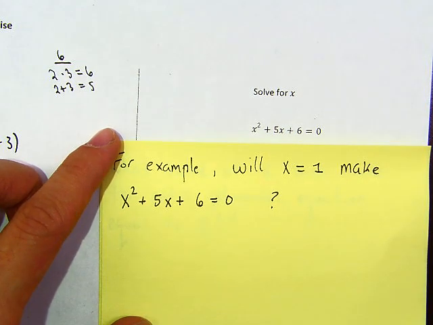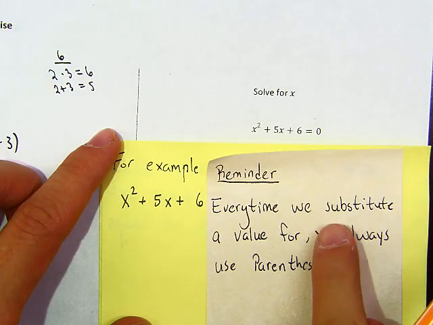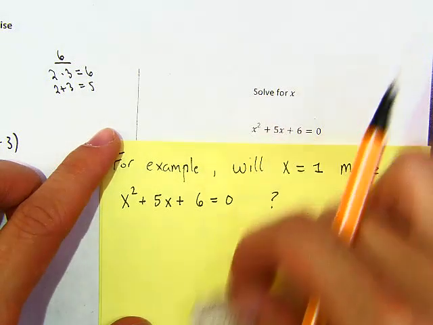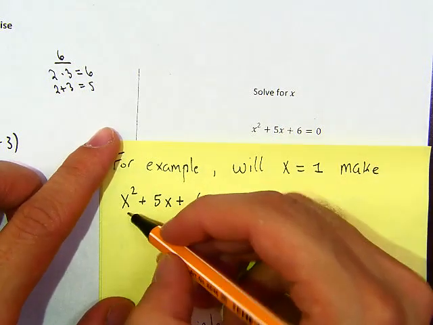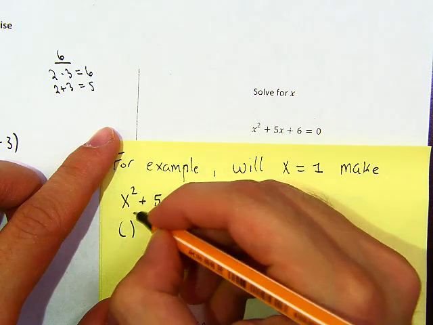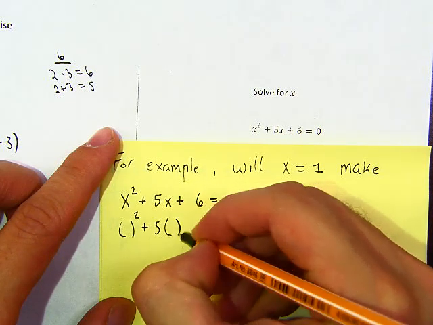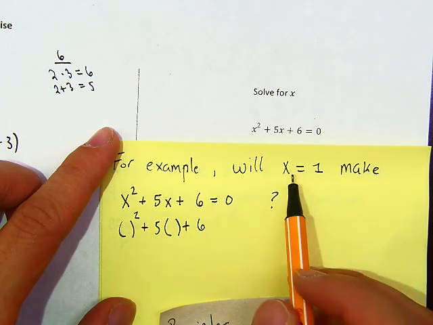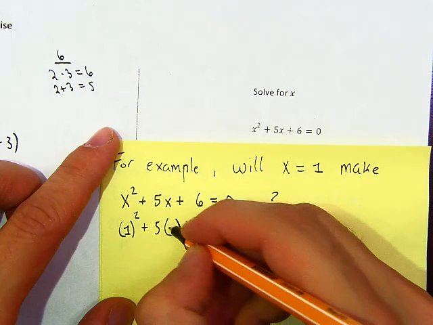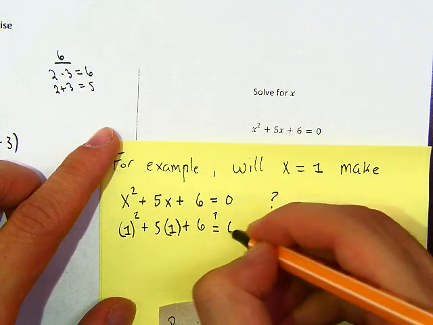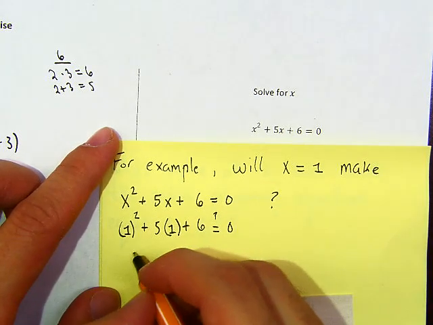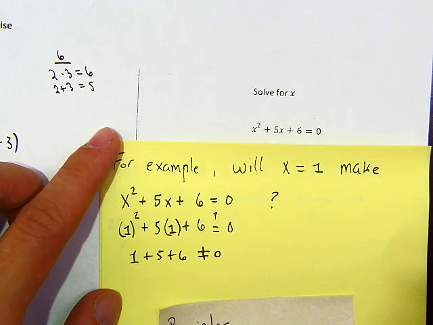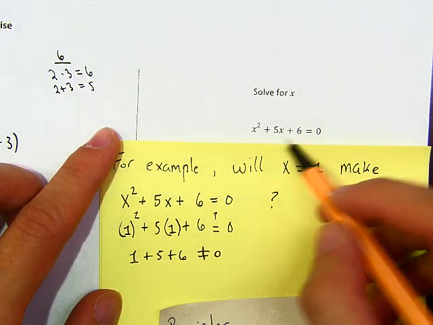And don't forget that every time you substitute an x value, we always use parentheses. So what am I talking about? If I'm going to use 1, anytime I see an x, I put parentheses, squared plus 5, anywhere I see the x, I put the parentheses. But now what am I going to substitute in? I'm going to substitute that 1. And the question is, does this make it equal to 0 when I substitute 1? So 1 plus 5 plus 6, this will definitely not be 0, right? So x equals 1 doesn't make the whole thing equal to 0.